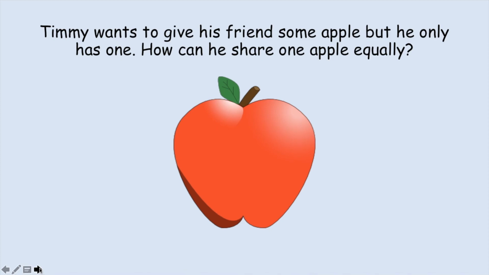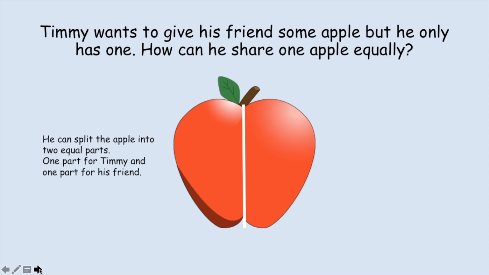Timmy wants to give his friend some apple, but he only has 1 apple. How can he share 1 apple equally? Now, if we were at school and we only had 1 between 2 people, we could split it in half, cut it down the middle. He can split the apple into 2 equal parts, 1 part for Timmy and 1 part for his friend. And if we cut it in the middle, that makes it equal. Timmy has 2 equal parts.